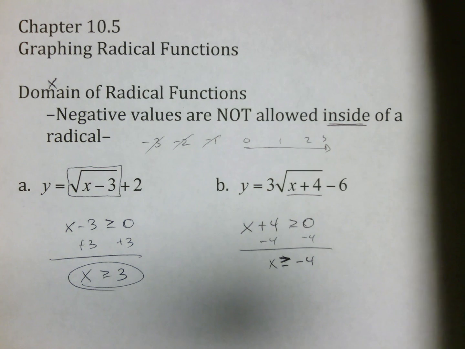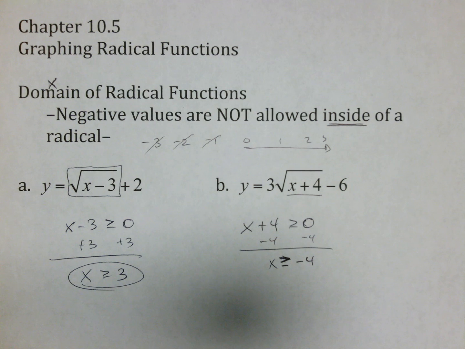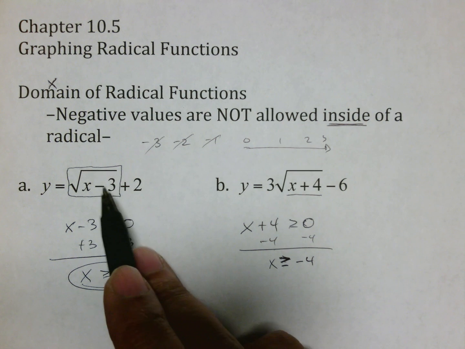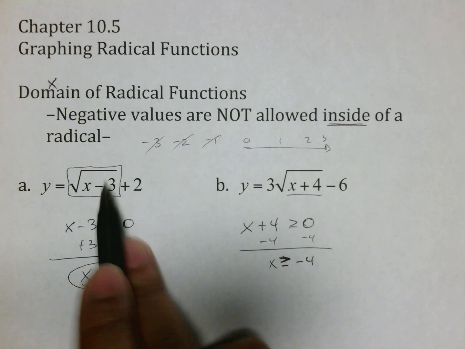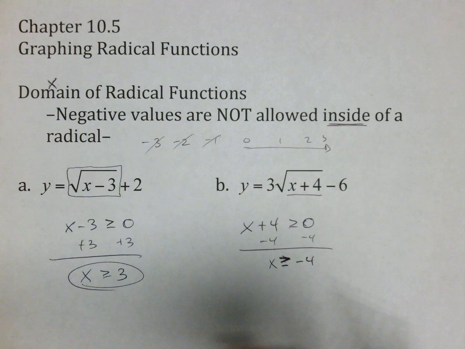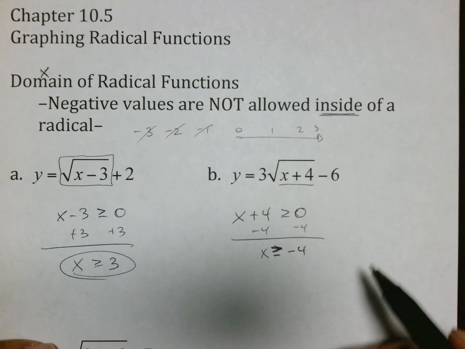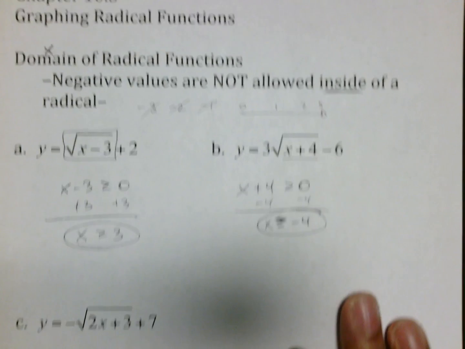If you remember what we did for extraneous solutions, the negatives break these things. So again, you can't square root a negative number, so that's impossible. But anyway, back to this. That would be your second domain.